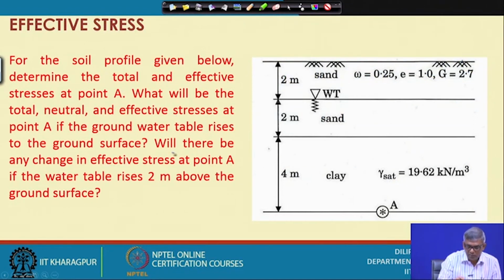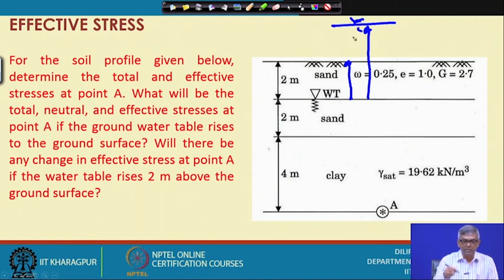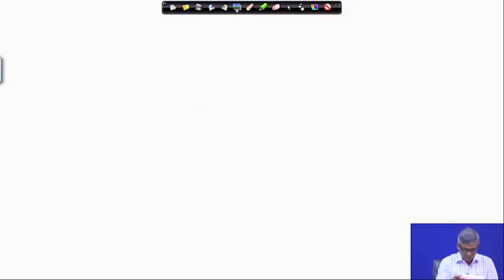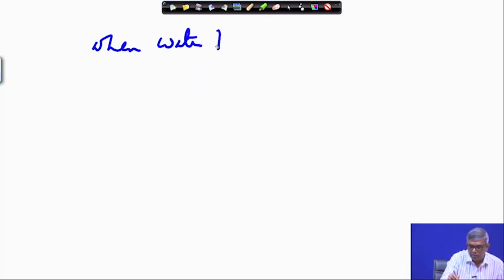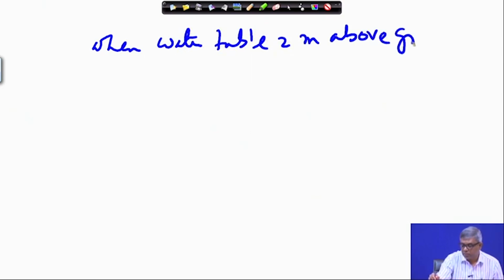The third part: will there be any change in effective stress at point A if the water table rises 2 meter above the ground surface? So, that means the water table was here, now it has gone here, and now it is going somewhere here. So, will there be any change in effective stress? This is the thing we will see now. So, third case, when the water table is 2 meter above ground surface.